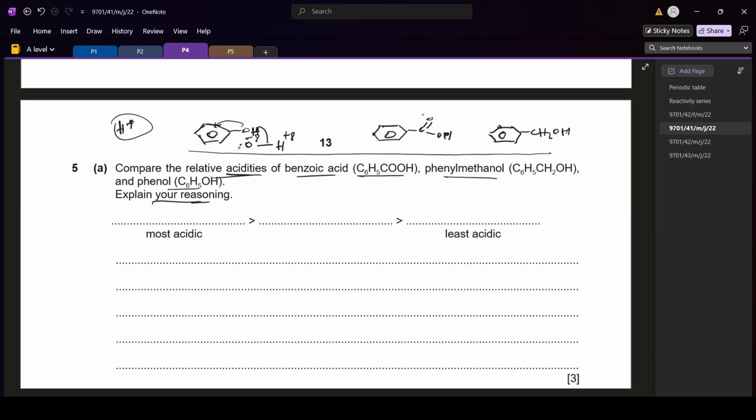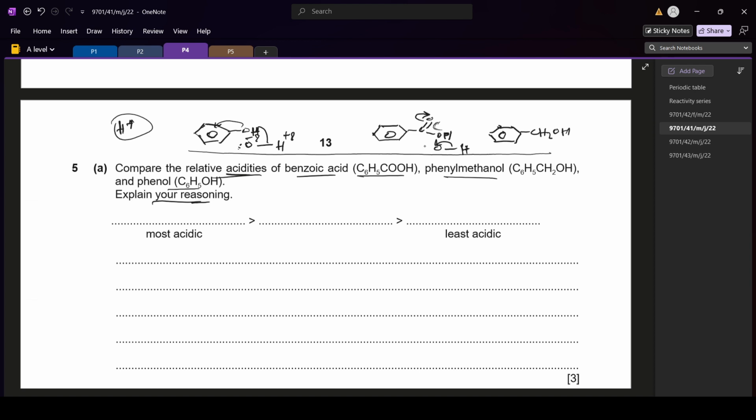In benzoic acid, there are two electronegative groups attached. In phenol, there is only one electronegative group attached. This oxygen will take electrons from carbon, and this oxygen will take electrons from hydrogen in the OH bond, and the lone pair of oxygen is delocalized in this structure. It becomes part of the delocalization.